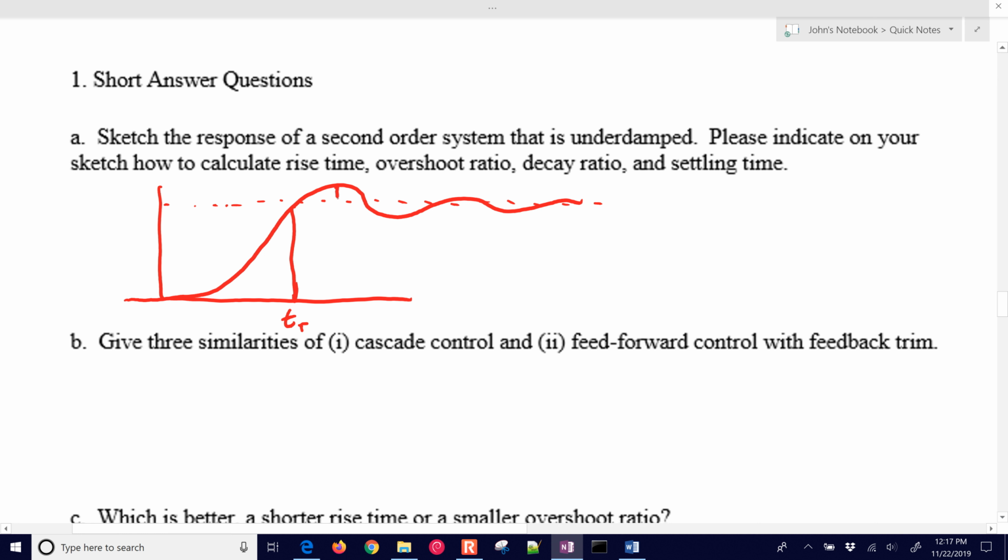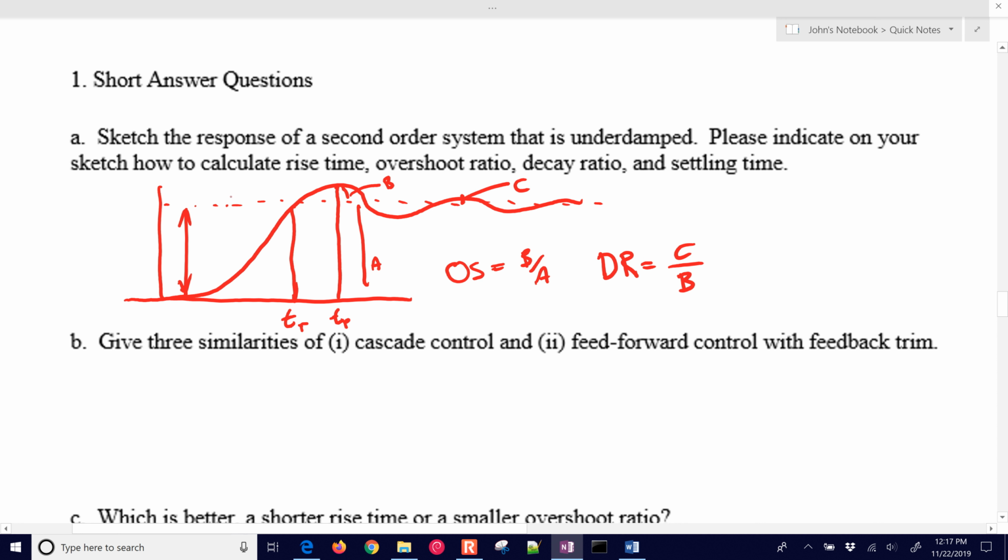Alright, and then the peak time is going to be right here, where the first maximum value exists. And then we have the overshoot ratio, this little segment right here, I'll just call that B, and this one A. So the overshoot is going to be B divided by A. And then the decay ratio, we have a little segment here, I didn't make it very big, but there's C. The decay ratio is going to be equal to C divided by B.